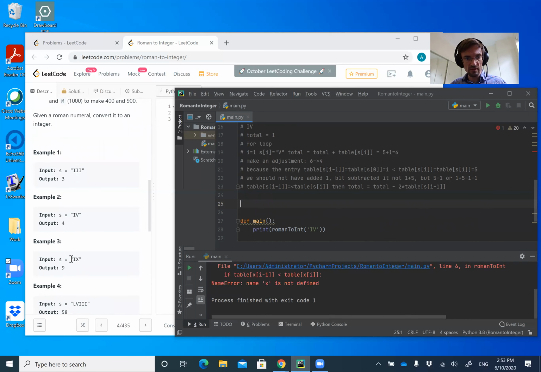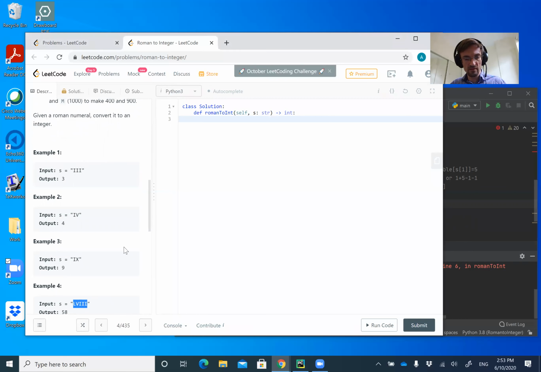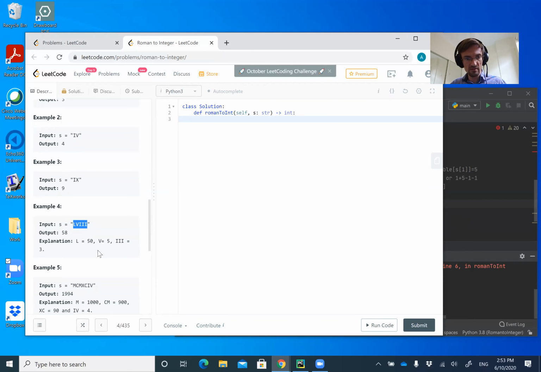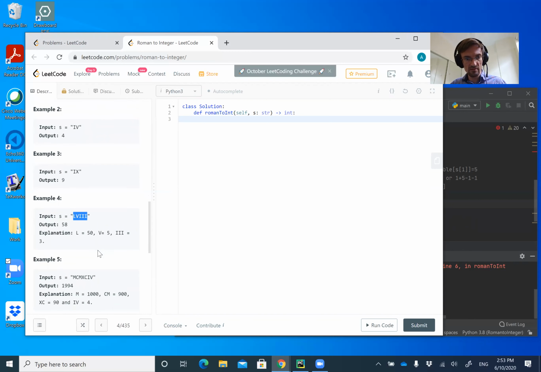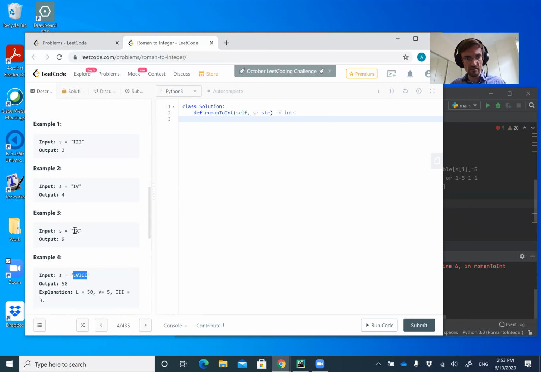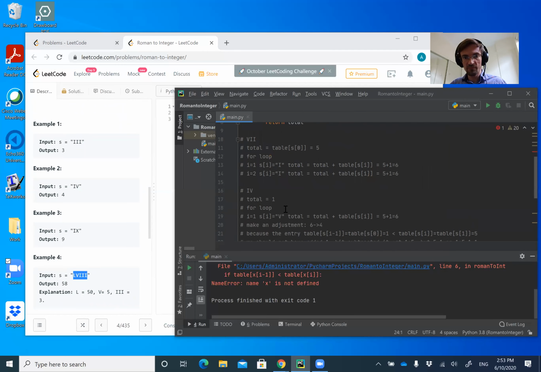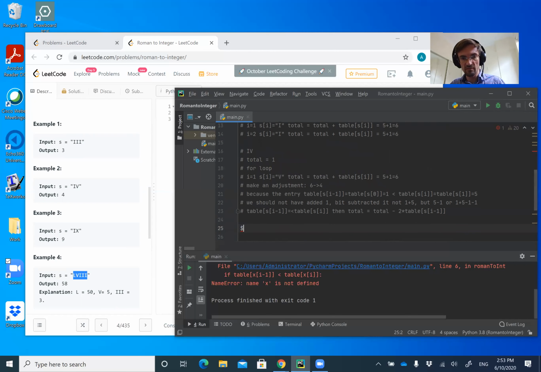Let's just run one more example. So we have IX. No, let's try this one. That'll be 50. No, 58. That's just the easy one. They're all easy, they're all the same difficulty. So we could do something like 44.